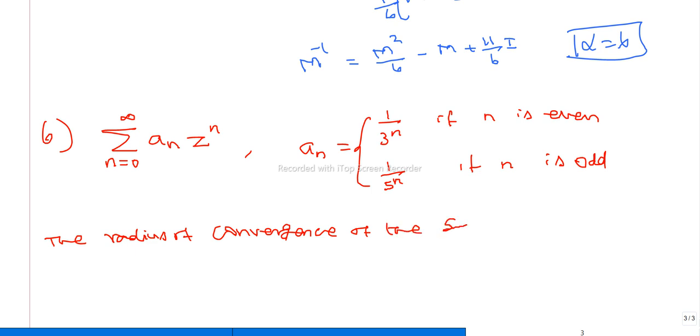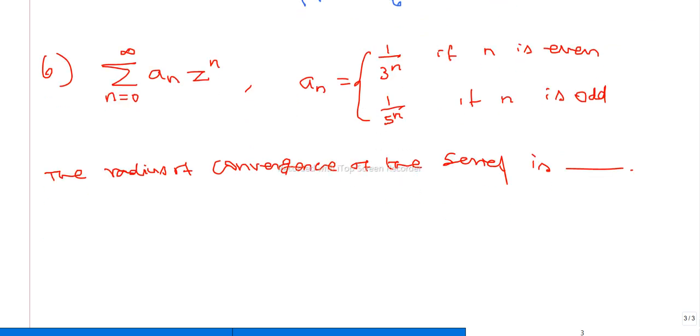Of the series is dash equal to. So we know the formula: 1 by r, where r is the radius of convergence, equals the supremum of modulus of a_n power 1 by n.